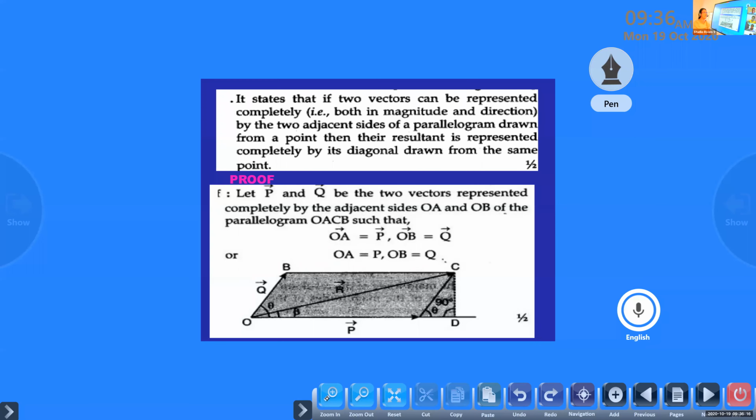Either you write this, otherwise what I wrote. What my explanation is, it states that if any two vectors are the adjacent sides of a parallelogram, then their resultant vector will be represented by its diagonal.